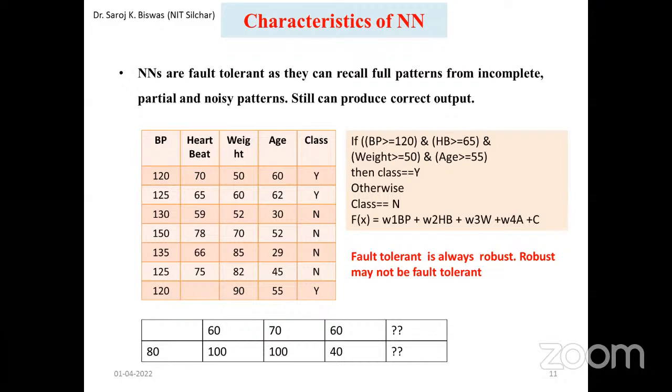When it is a correct output, then we can say that it is fault tolerant, otherwise not. And now say the pattern is a bit different. Here we have 80, 100, 140, it can produce output, and again the output can be correct. So if the outputs are correct, even in adverse conditions, then we can say the system is fault tolerant. So neural network is fault tolerant. And now we can conclude one thing here. Fault tolerant is always robust. Robust may not be fault tolerant. These are the characteristics of neural network.